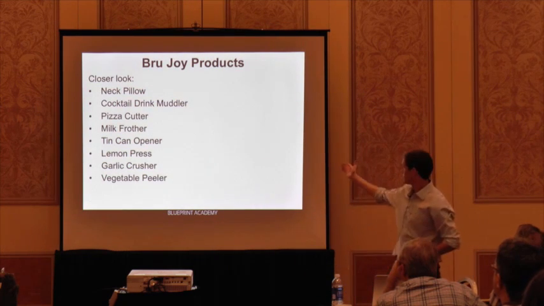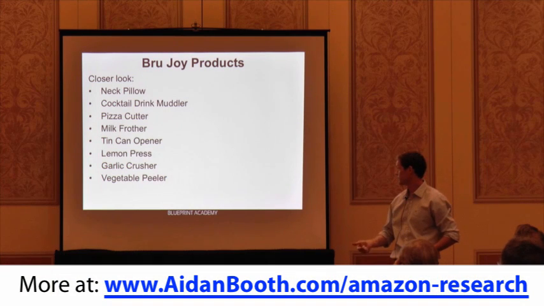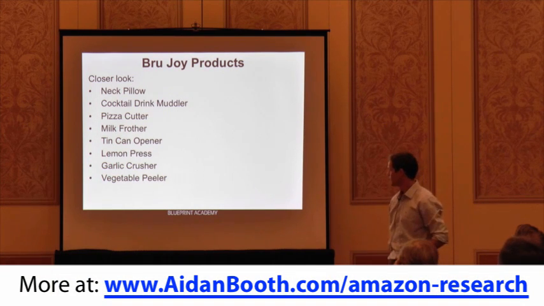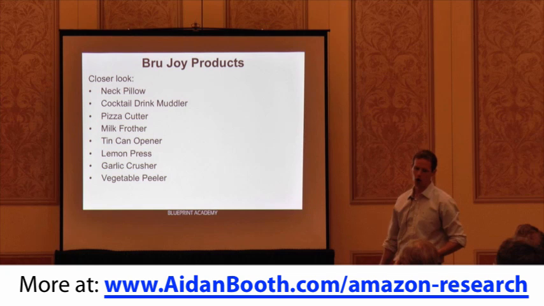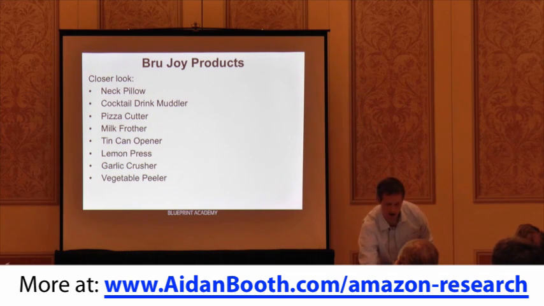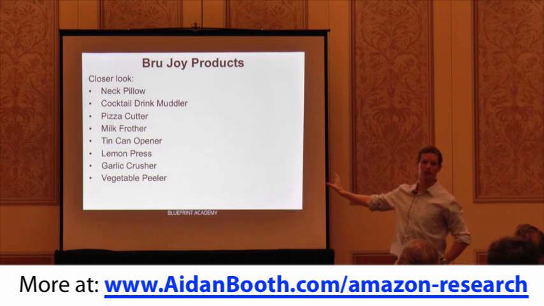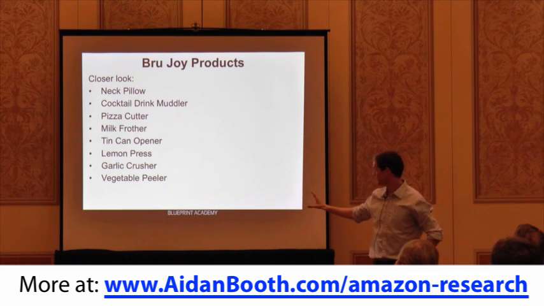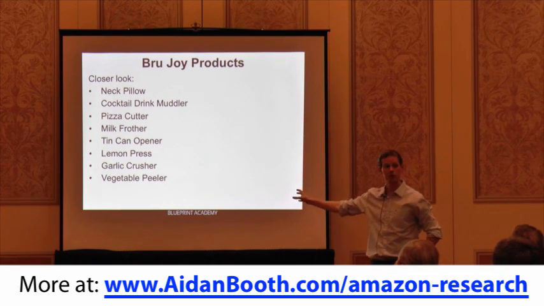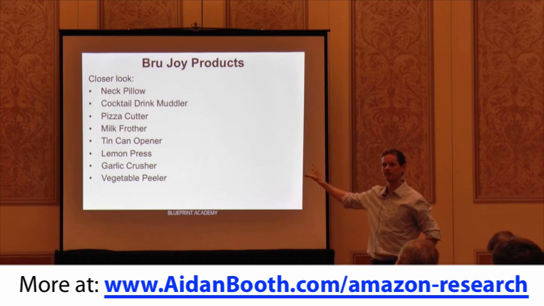And here's the list: tin can opener, lemon press, garlic crusher, vegetable peeler. They're obviously mainly in the home and kitchen niche, but if you're in that niche, then this would be a good place to come. They've already done all the research for you, and they've proven that these products are probably working, because we can see the bestseller rank of all these products.